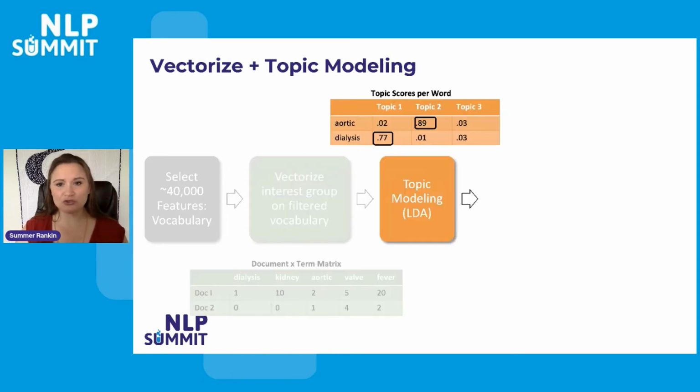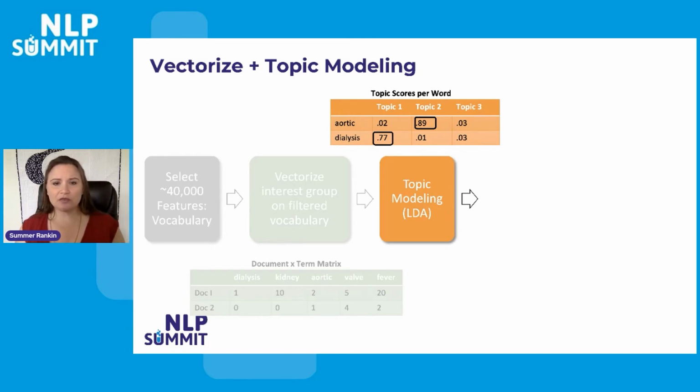We then move on to the topic modeling. The topic modeling that we used for this study is pretty straightforward, pretty common. It's latent Dirichlet allocation. We tried a few different ones, and this one actually gave us the best results, so that's what we chose.